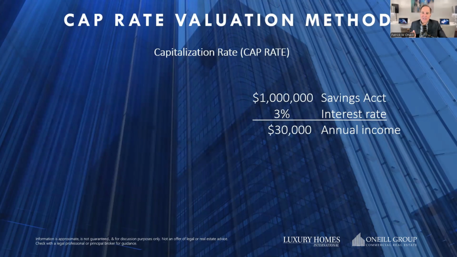Let's say I have $1 million cash and I take my $1 million and I go to the bank and I say, bank, what's the interest rate you'll pay me if I leave this with you for 1 year? And in this case, they're telling me 3%. So my annual income would be $30,000 for the year, right? $1 million in my savings account, 3% interest. End of the year, I'm going to get $30,000. I'm going to get a check.